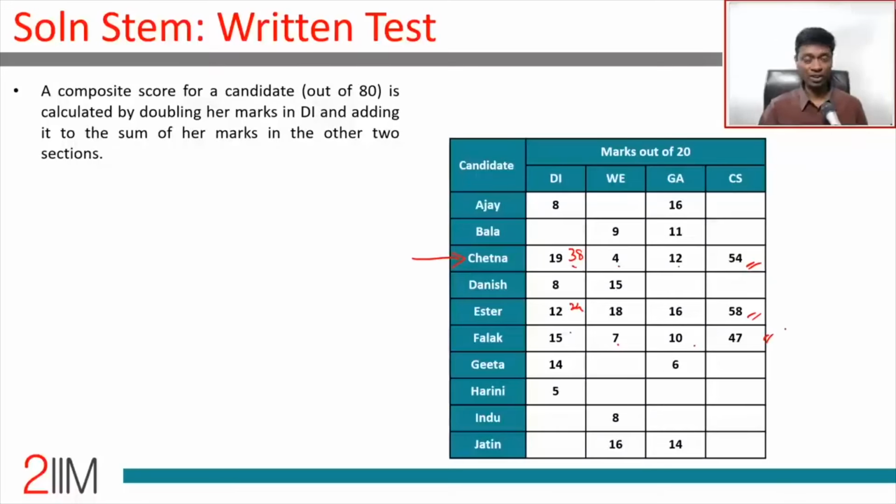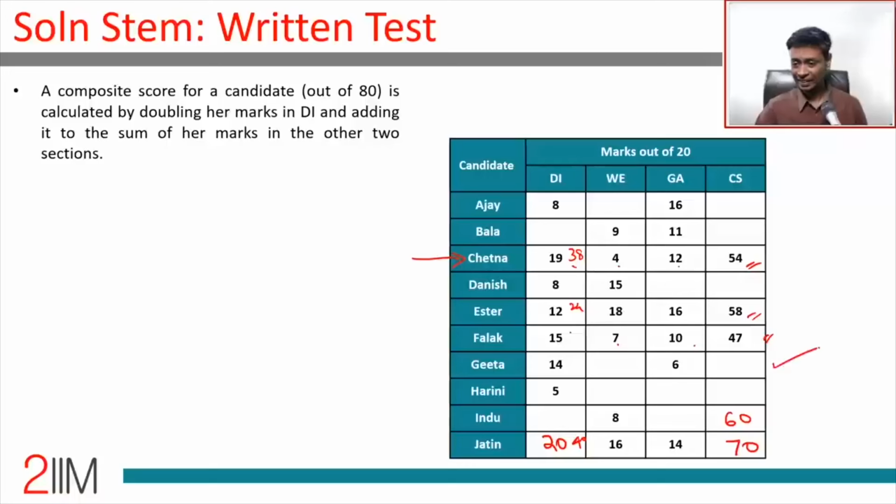So far, so good. Now, we know Jatin has scored 20 in 1 section. It's got to be this. The other 2 marks we know. So 20 into 2 is 40. 40 plus 16, 56 plus 14, 70. Indu has scored a total of 60 because she scored 10 less than Jatin.